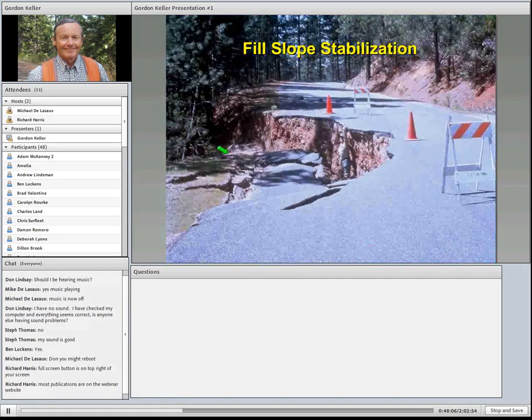Fill slope stabilization. This failure here was a result of a spring under the road, so we should have had one of those filter blankets under it before we built the fill.